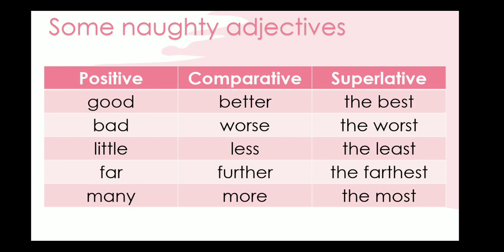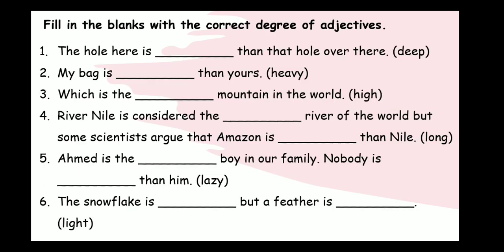Whereas there are some naughty adjectives too, which do not follow any rule and they have their own specific comparative and superlative degrees. So here are just a few examples. Good, better, the best. Bad, worse, the worst. Little, less, the least. Far, further, the farthest. Many, more, the most. So these are the naughty ones.